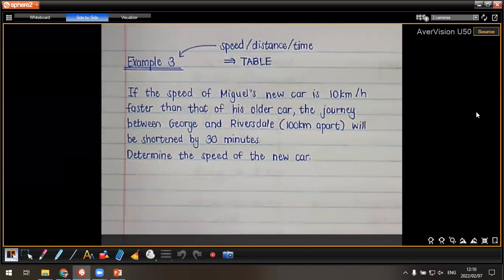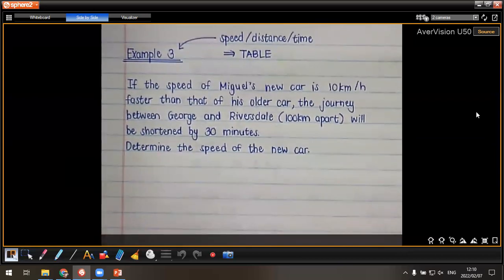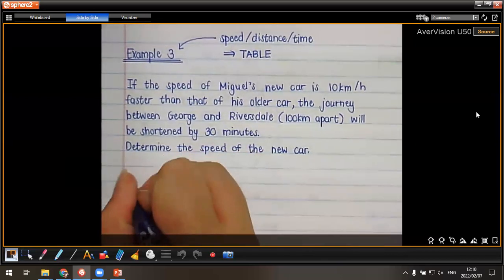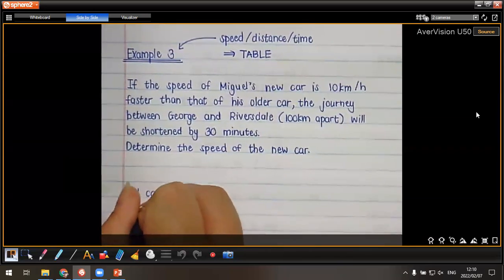Okay, so that's the first important thing. When you see speed, distance, time, you are going to set up a table. And guys, regardless of the information that's given, you don't even need to worry about what comes first. Let's just quickly see what we are comparing here. If the speed of Miguel's new car is 10 kilometers per hour faster than that of his older car, all right, so there was an old car and there was a new car. So that's what I'll put here. I'll say old car and then new car.